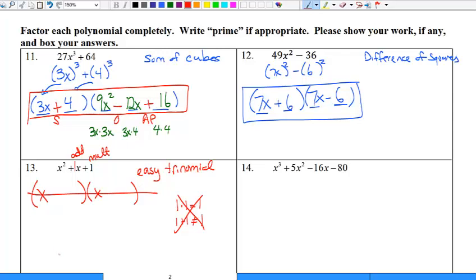So I'm going to cross this out, and if it doesn't have a GCF, if it doesn't factor using your factoring skills, and there's nothing else you can do, then you can put prime. Again, there's at most only 0 or 1 primes on the test, so don't just go willy-nilly with all your primes. The last one on this page, we have x to the 3 plus 5x squared minus 16x minus 80.